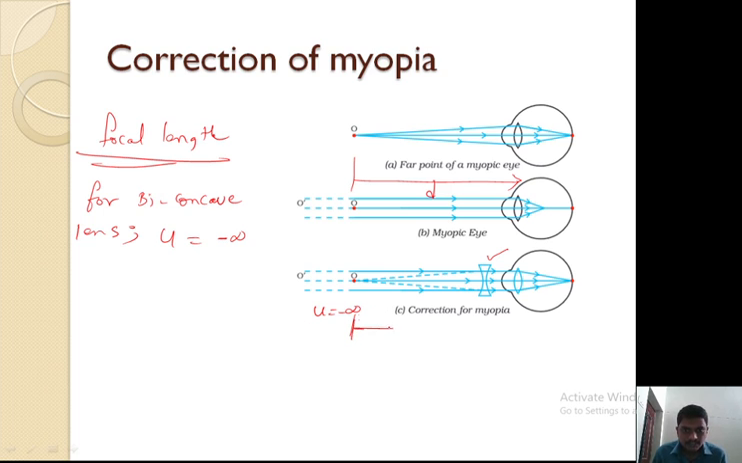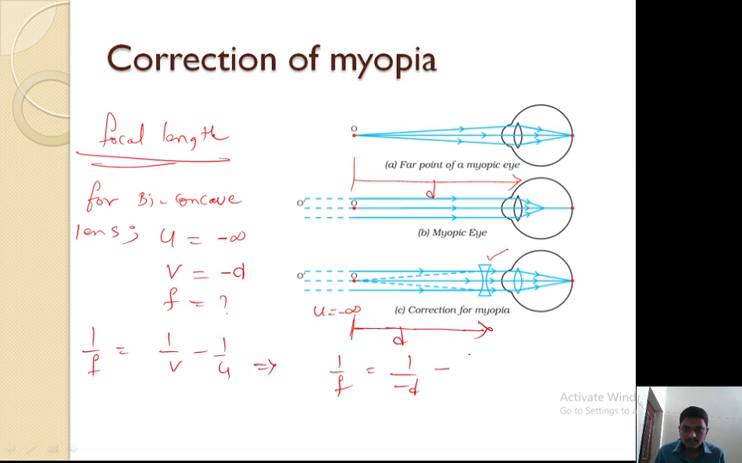Let this distance be d, the far point. The image is formed at the far point, let us suppose. This distance is also measured opposite to the direction of incident light, so it is taken as negative. So what is the focal length? We use the lens formula, 1 by f is equal to 1 by v minus 1 by u. So 1 by f is equal to 1 by minus d minus 1 by minus infinity. What do you get finally? f is equal to minus d.